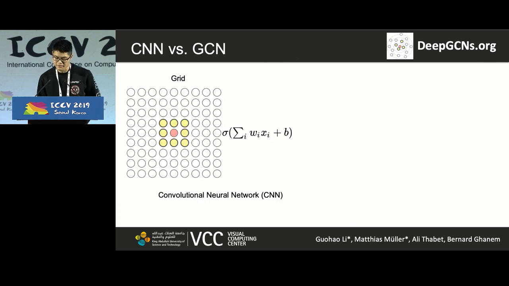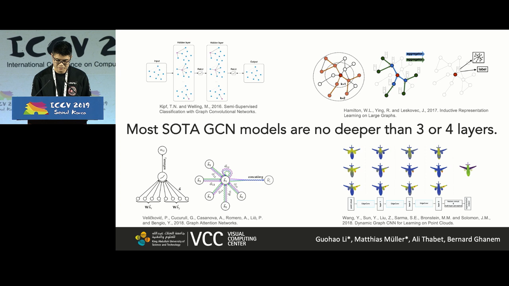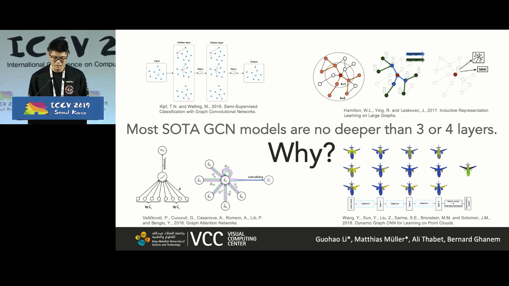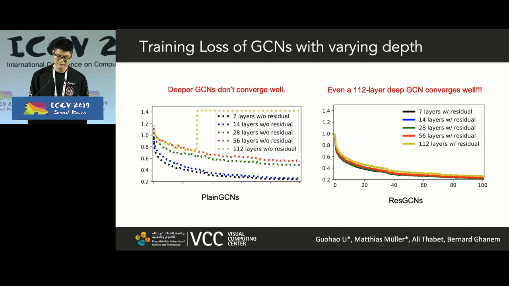One of the key differences between CNN and GCN is how the convolution is computed. The main difference here is that for GCN, we first need to define our convolutional neighborhood. GCNs are powerful. However, most of the state-of-the-art GCN models are not deeper than 3 or 4 layers. You might wonder, why? It turns out this is non-trivial. The main difficulties here are overfitting, over-smoothing, and vanishing gradient.